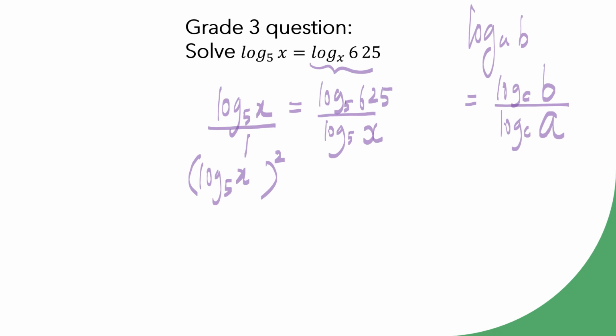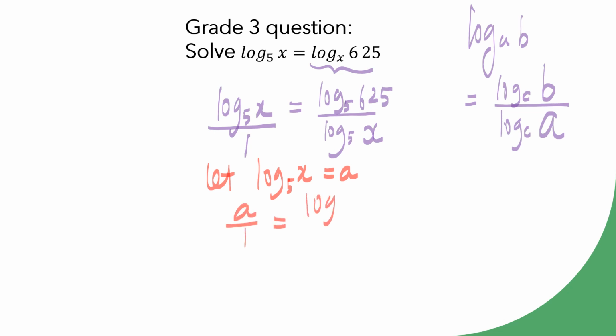Okay, if you can't really manage that, never mind, we can use substitution. From this step, we can let log x base 5 equal a. I think using substitution may be easier. So what you get will be a over 1 equals log 625 over a. If you do a cross multiply, you have a squared equals 1 times log 625 base 5, which is just log base 5 of 625. So you have a squared equals that.